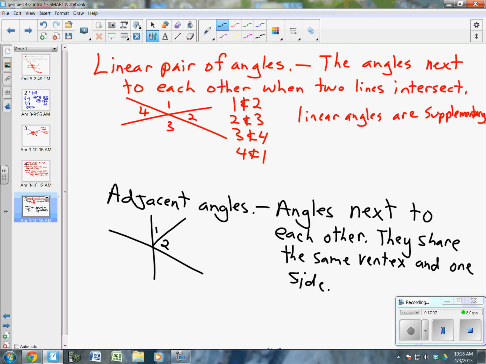1 and 2 would be a pair of adjacent angles. 2 and 3 would be a pair of adjacent angles. 3 and 4 would be a pair. 4 and 5 would be a pair. 5 and 6 would be a pair. Any two angles that are next to each other like that are adjacent. So 1 and 2, 3 and 4, 2 and 3. Okay, those are just some of them. There's 6 pairs there. But those are some examples of them. So they're going to be next to each other. Okay?